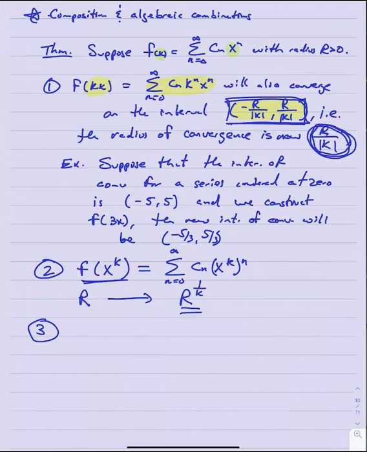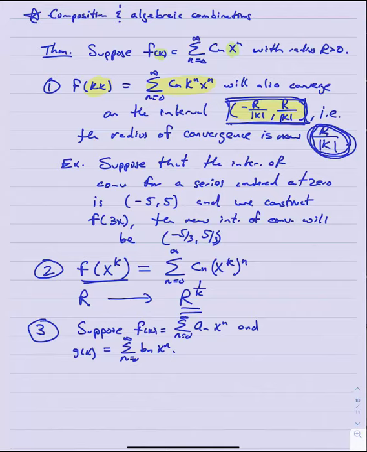Number three, and the last one, suppose f of x is the series n equals 0 to infinity of a sub n, x to the n, and let's suppose g of x is the series n equals 0 to infinity of b sub n, x to the n.